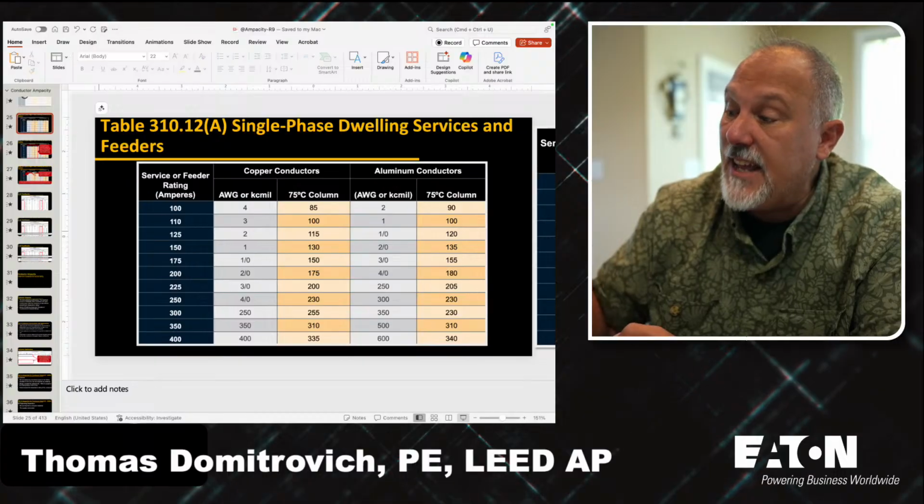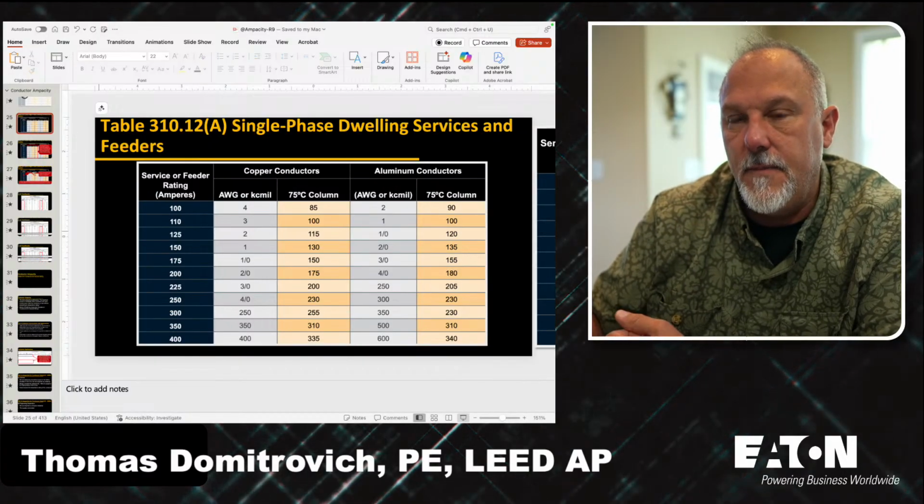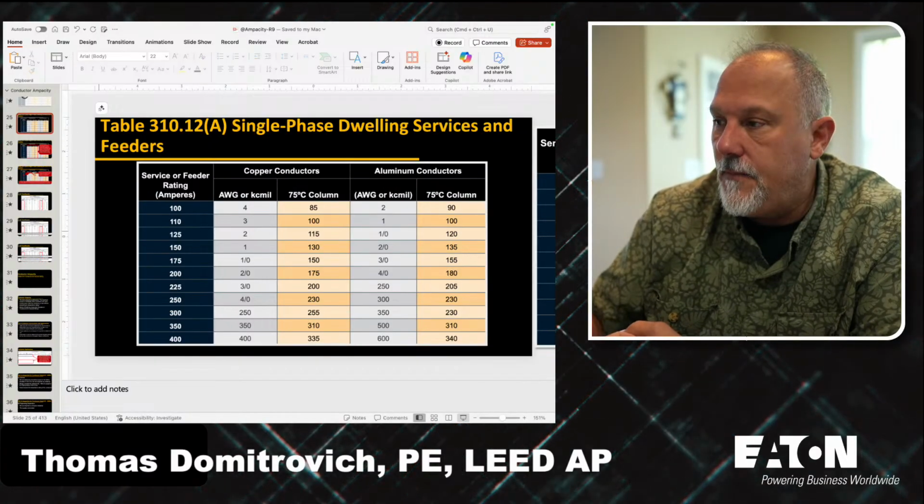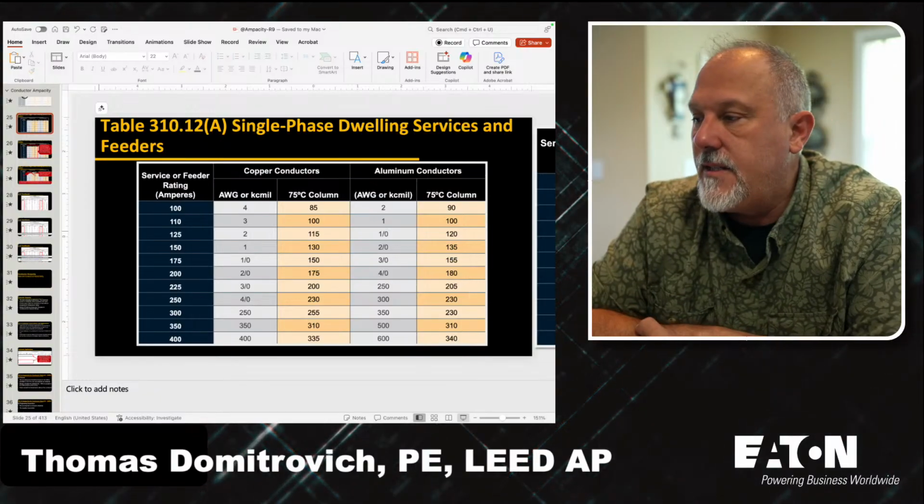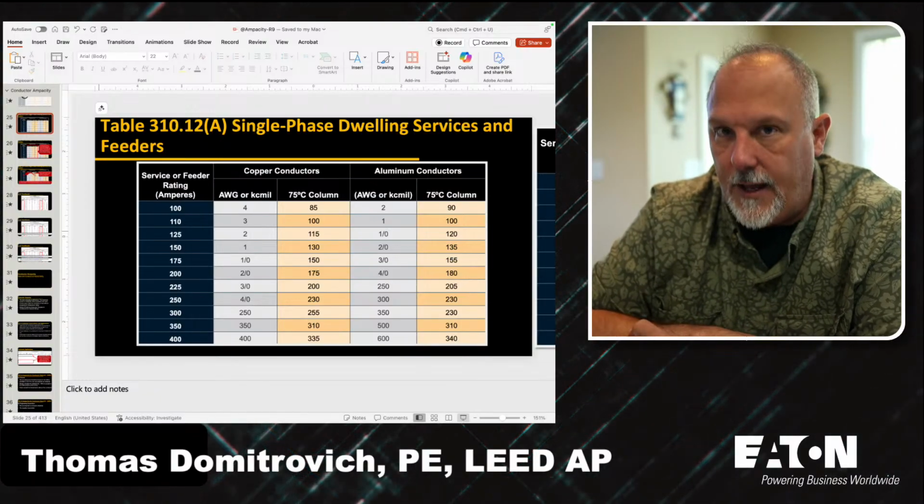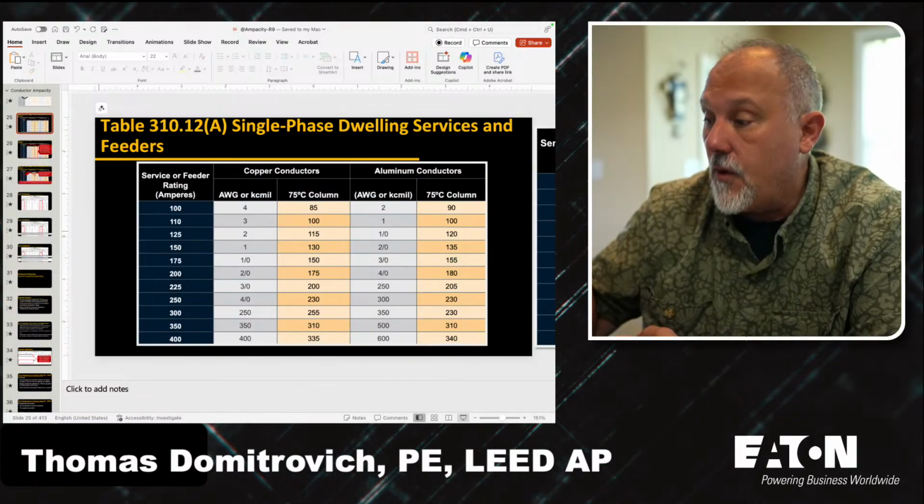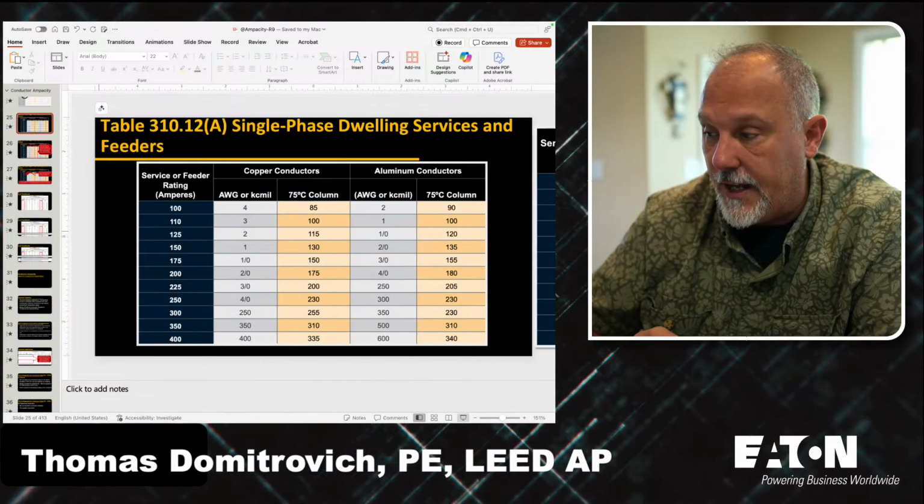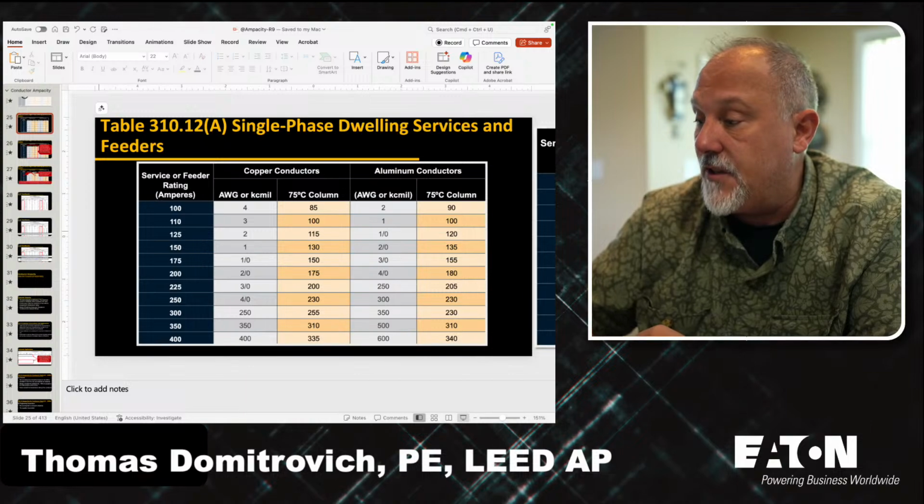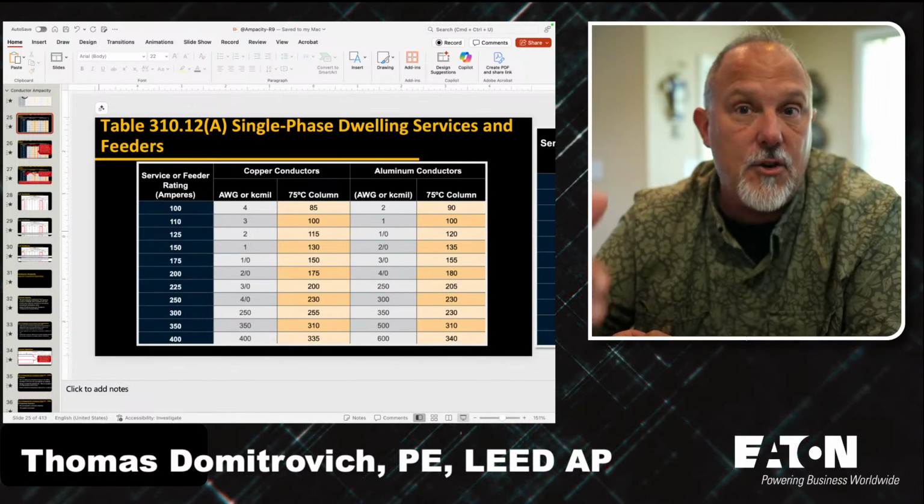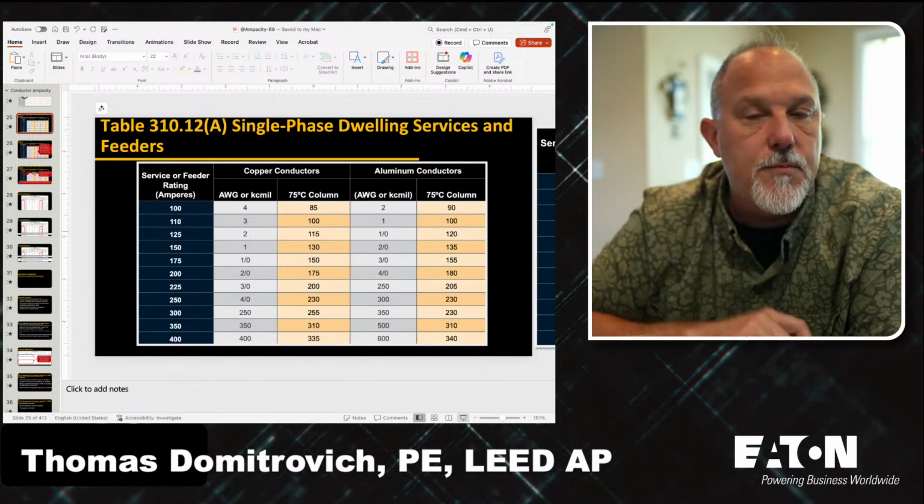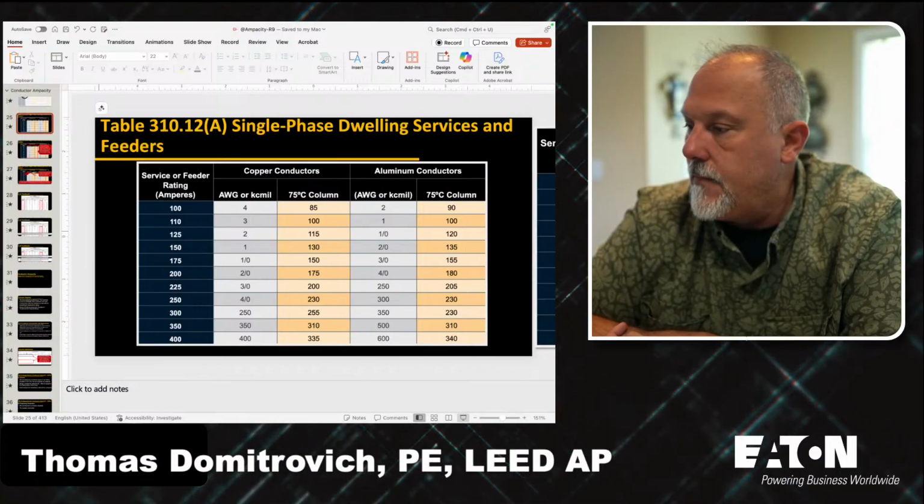And because this table is so explicit and direct, I would also be violating table 310.12(A), which specifically tells me for a 150 amp breaker, I need a 1 gauge. For a 125 amp breaker, I can have a 2 gauge. I can go higher, I can go larger, but I can't go smaller than that value.